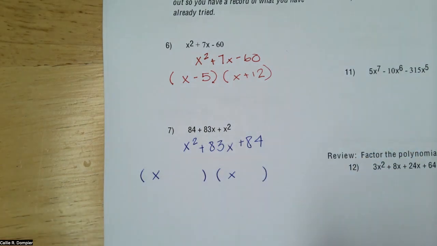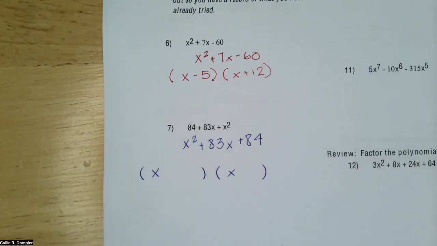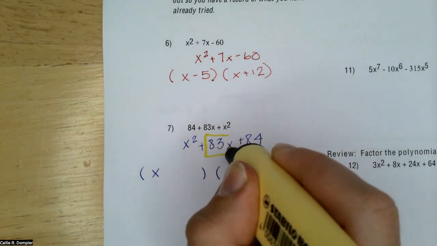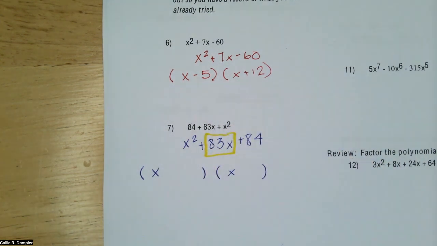Now, I know it's going to be x times x, right? And then do I need to list all the factors of 84 or do I just look very carefully at this one and think, 84, it needs to multiply to 84 and it needs to add to 83. Multiply to 84 and add to 83. So it could be 84 and negative 1, right?